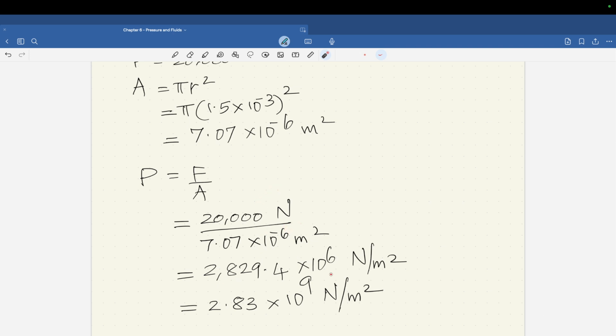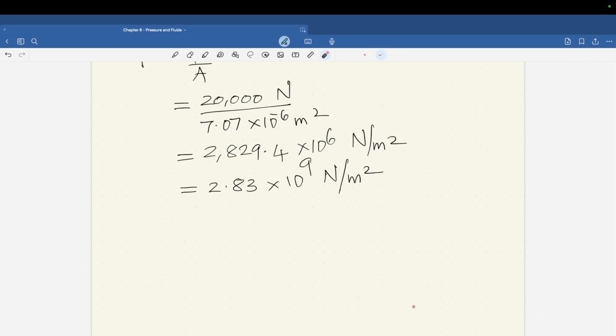And be careful. You can either leave the answer like that, it doesn't matter. But I always like to put it in the standard form. So what I did is 1, 2, 3 places to the left. So I increased this by 3. That is the answer. That's a huge pressure, you may have noticed. That's why we are able to drive nails into wood.